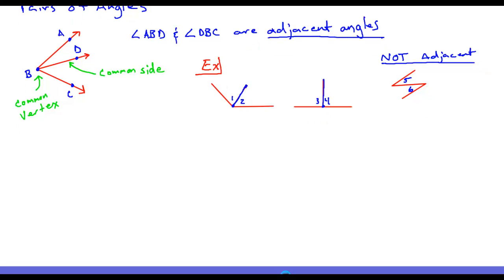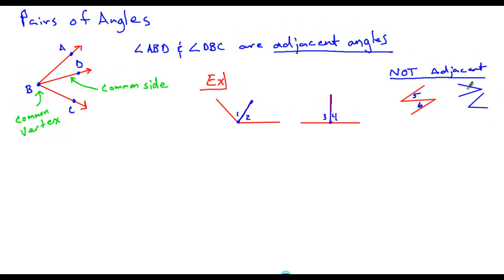Another thing that you're going to see be like this. You'll see a lot of these two. This would be angle 7 and angle 8. Okay, they don't share a common side, they don't have a common vertex, so they're not adjacent angles.